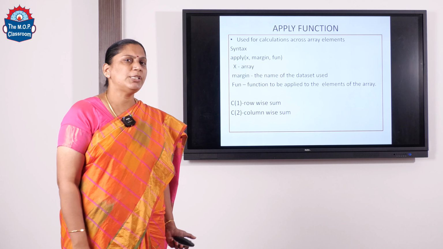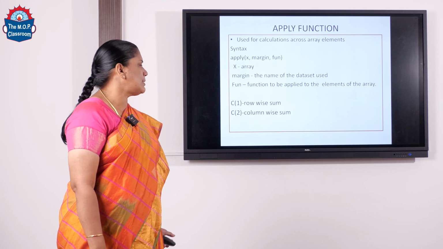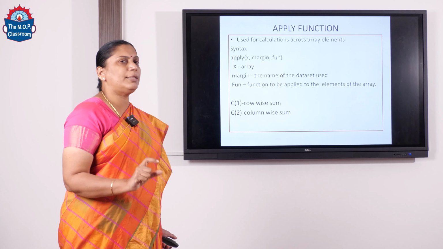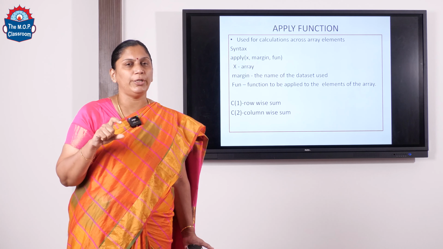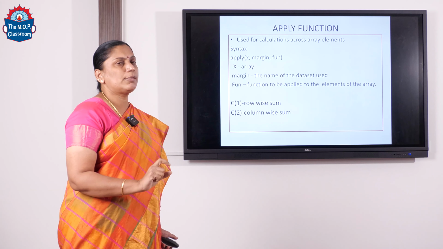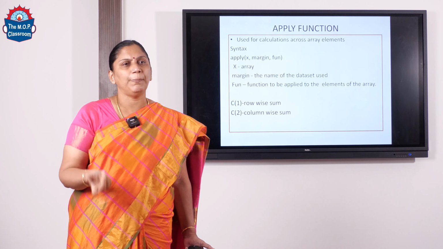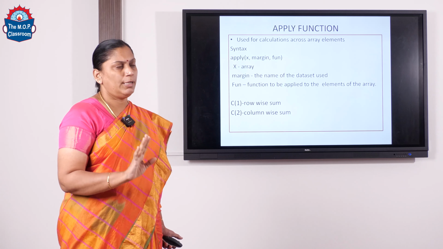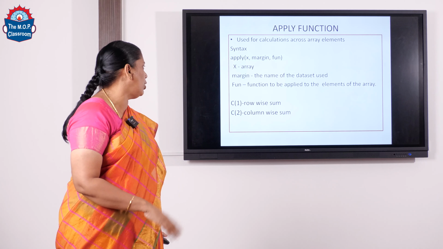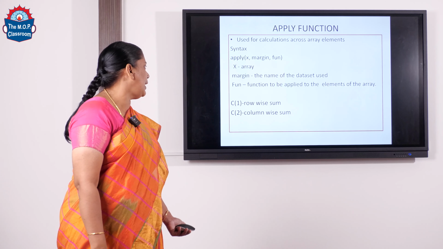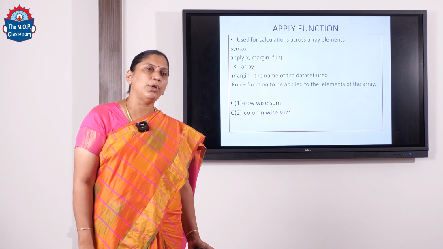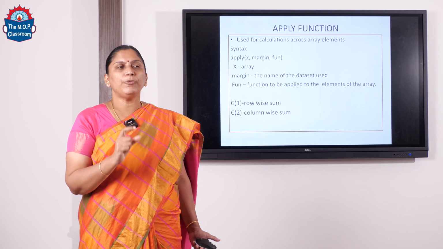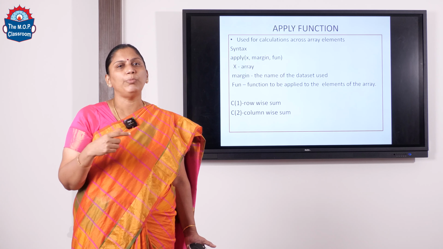X, margin, fun. What is X? X is the array in which you want to do the calculation. Margin is nothing but the dimension along which you are going to apply, and fun is the function you are going to apply. Sum operation, whatever operation you want to specify on that array element, is specified by the fun parameter. Margin can have a value of c(1) or c(2). c(1) means first dimension, row wise sum. c(2) means second dimension, column wise sum.